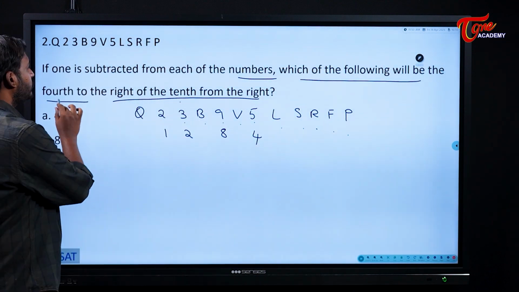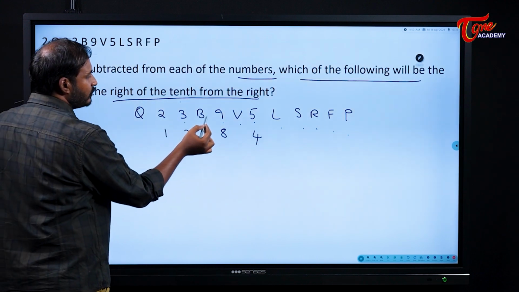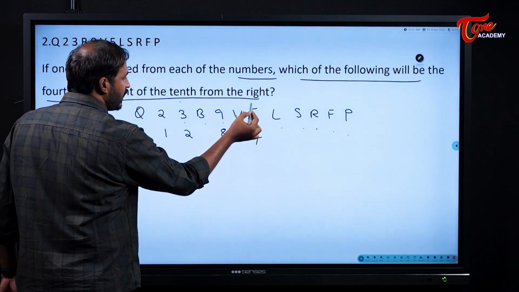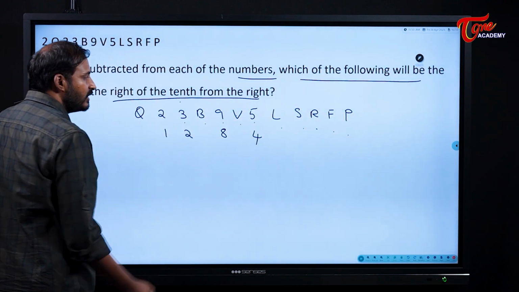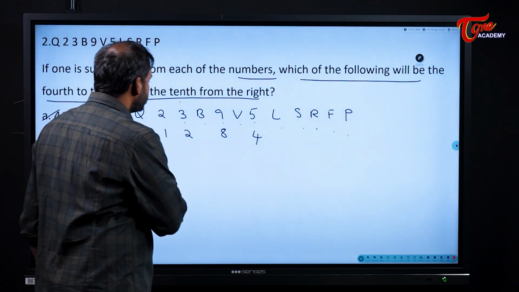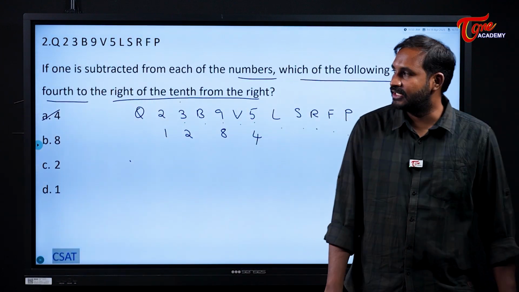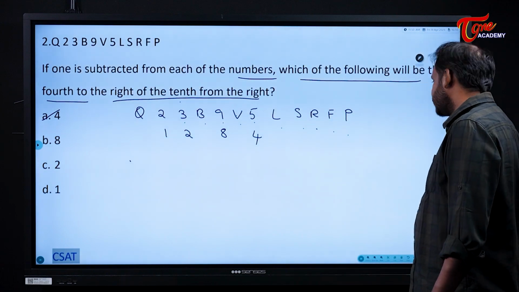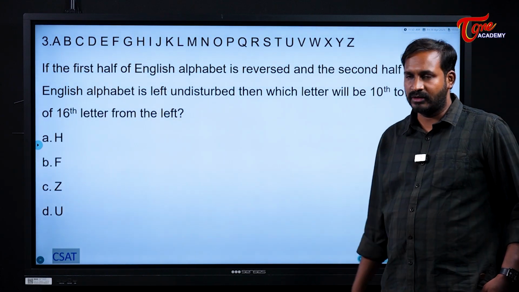To this, 4th to the right: 1, 2, 3 and 4. What actually is it? 5. But I am subtracting 1 from it, so it becomes 4. Our answer will be option A here. Very simple questions. The only thing is you need to write it.